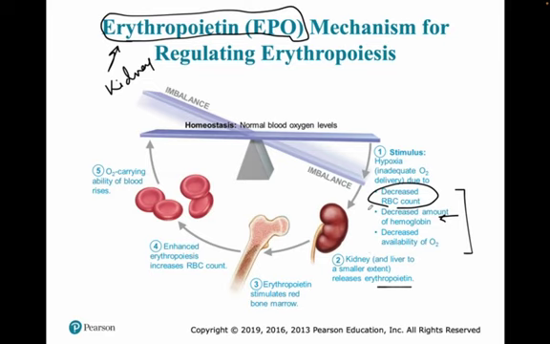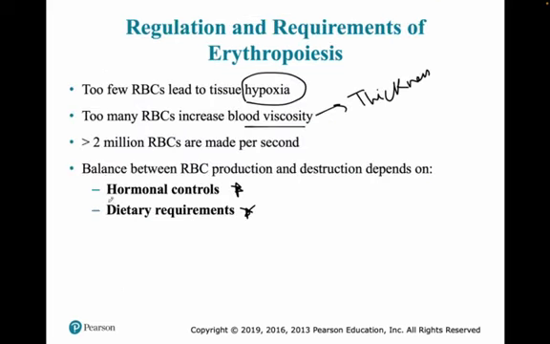So these are the stimulations, and when this happens, erythropoietin is made by the kidney, and then that stimulates the red bone marrow in the bones to create more and more RBCs, so that the oxygen carrying capacity in our blood goes back to normal. So that is the hormonal control.